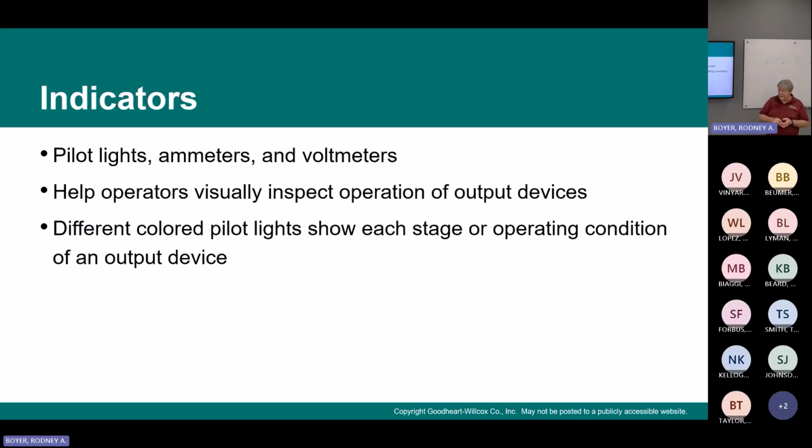Indicators, pilot lights, ammeters, voltmeters help operators visually inspect operation of output devices. Different colored pilot lights show each stage or operating condition of an output device. Most often you have red, amber or yellow, green, blue, and clear. And each one of those means something different.